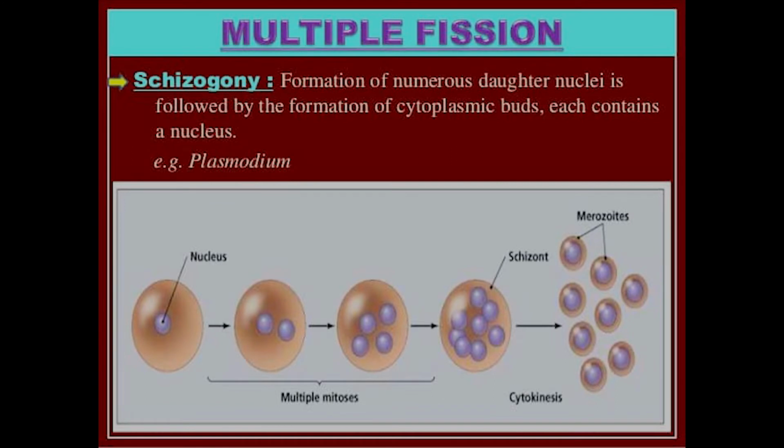Schizogony is a type of asexual reproduction in which the nucleus divides mitotically to produce many nuclei inside the membrane of one cell. After a time, each nucleus surrounds itself with a little cytoplasm and a membrane to form a new stage, which is called the merozoite.